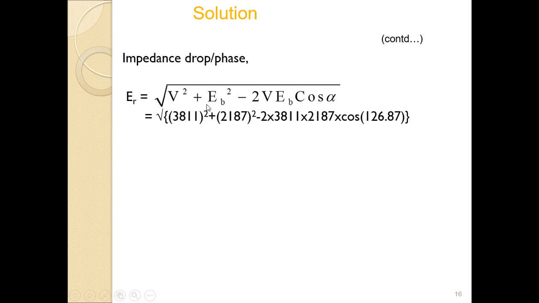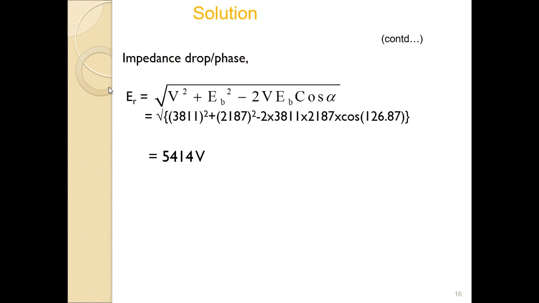So from this we can calculate ER value. That is square root of V square, that is 3811 volts, plus back EMF EB square, 2187, minus 2 into 3811 into back EMF EB 2187 into cos of 126.87 degrees. So that is 5414 volts. This is the resultant EMF, that is ER.